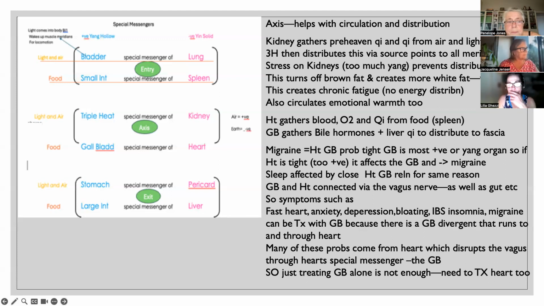Okay, thank you. And the heart, we just do organ and Shandao. Okay. Easy. And I'm sure there are other strategies in TCM that probably cover this, but it's possible that they don't understand this connection because special messengers is not in TCM.